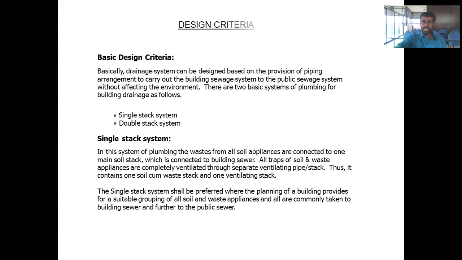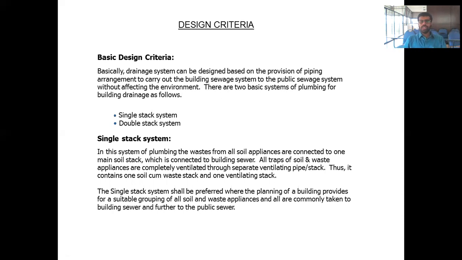Now, design criteria. These are all basic things; I am just explaining. Basically, a drainage system can be designed based on the provision of piping arrangement to carry the building sewage to the public sewage system without affecting the environment. There are two basic systems of plumbing for building drainage that we can implement when designing a plumbing line.